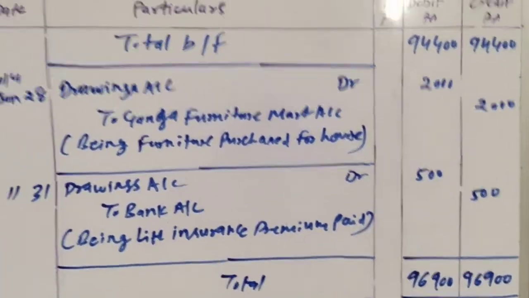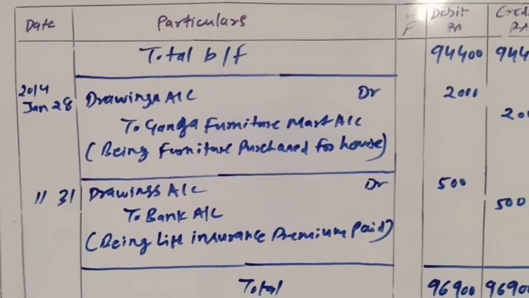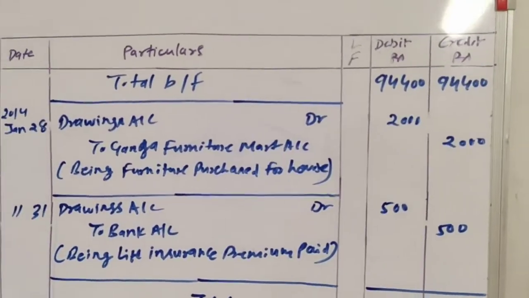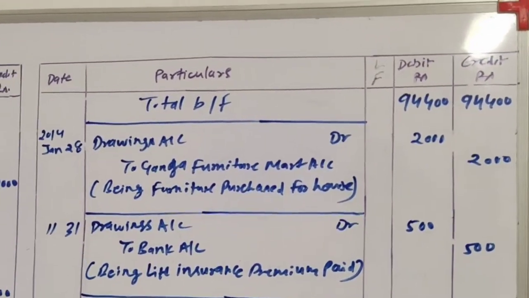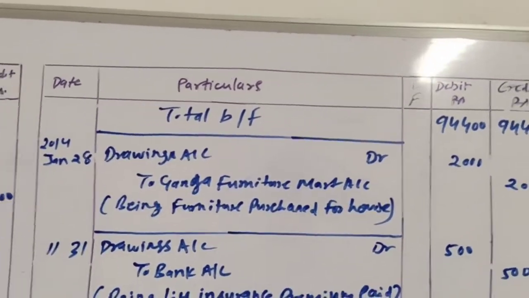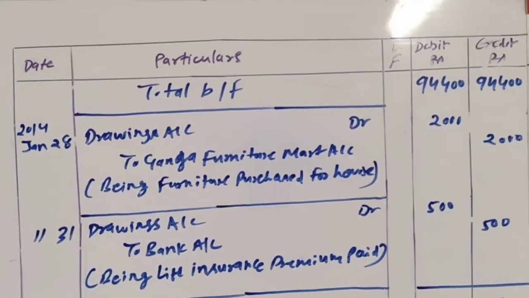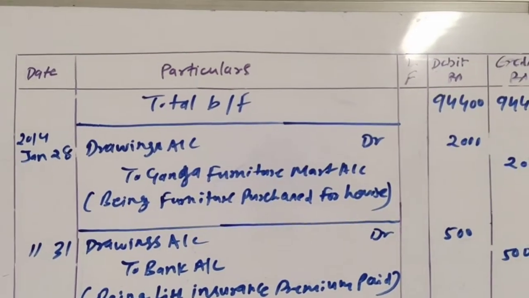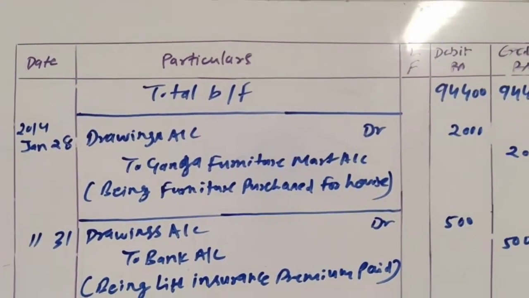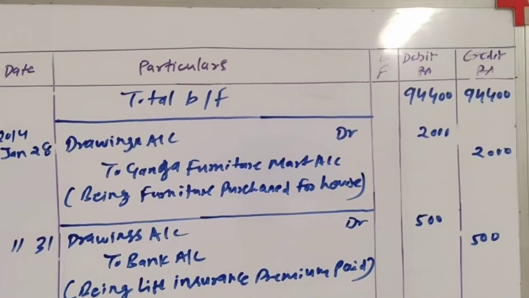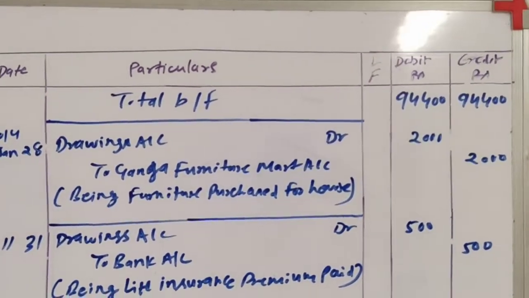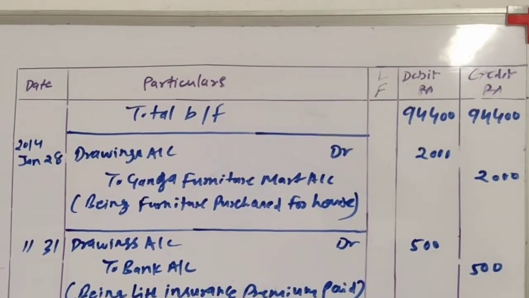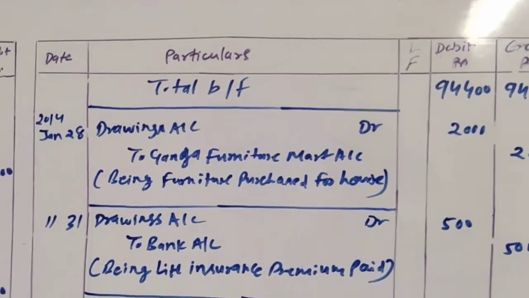So drawings account is debited, and Ganga Furniture Mart, because now the amount will be payable to Ganga Furniture Mart. Ganga Furniture Mart will be our liability till the date they are paid off, right? So it will be a liability of the business, and that is why Ganga Furniture Mart is the giver and Ganga Furniture Mart will be credited. So our entry will be drawings account debit to Ganga Furniture Mart account.